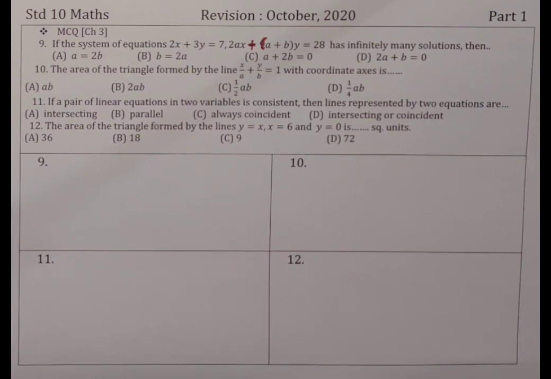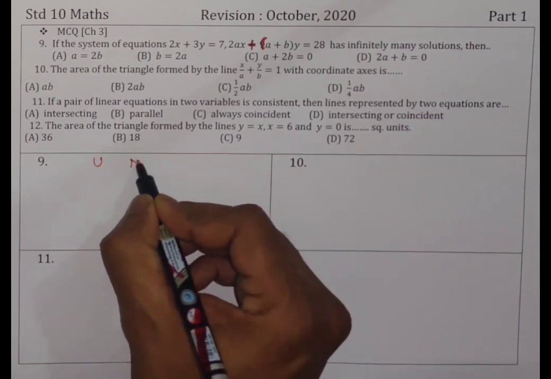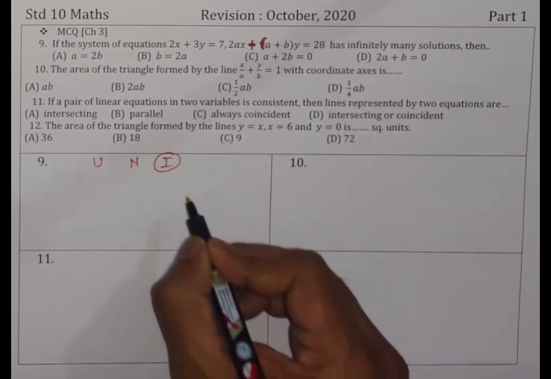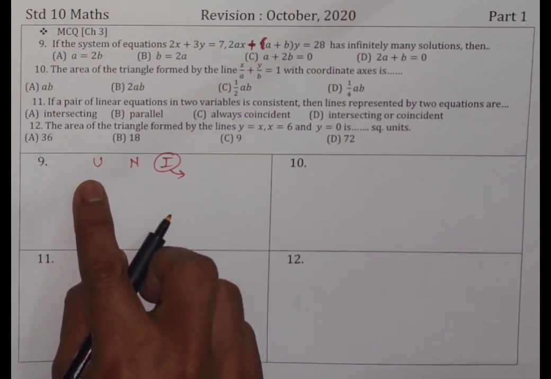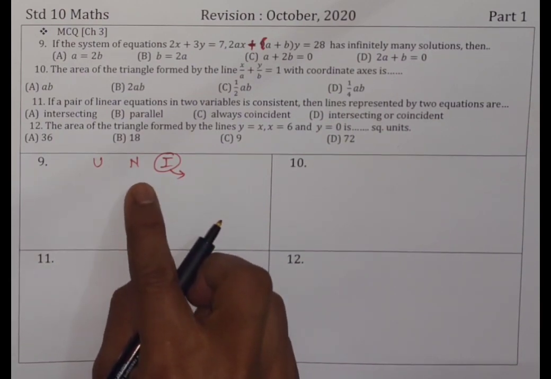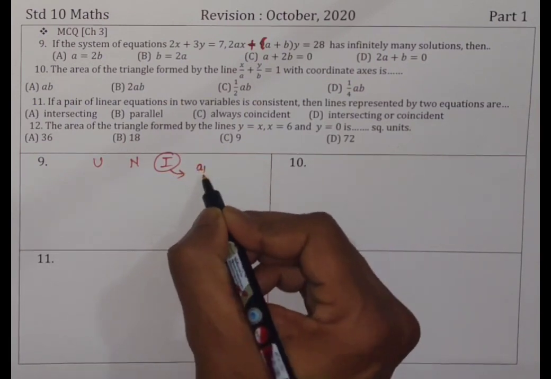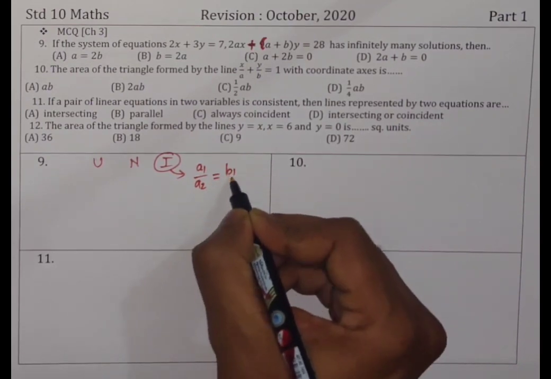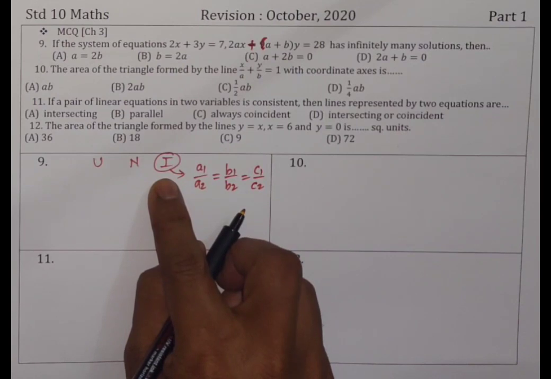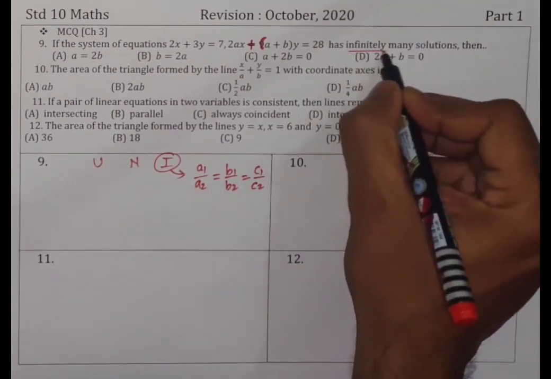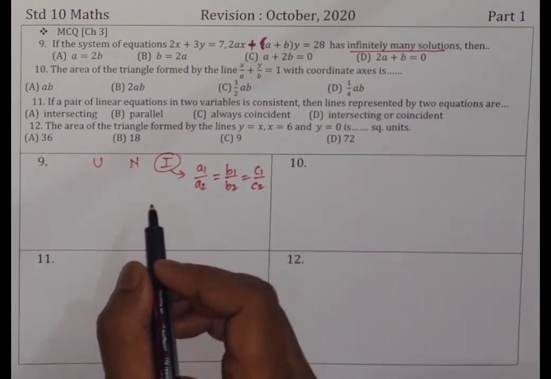Children, this is going to be very easy. Infinitely many solutions. Remember, UNI: I stands for infinitely many solutions. Here, all three ratios are unequal. Here, first is equal and second and third is unequal. And here, all are equal. So, a1 upon a2 is equal to b1 upon b2 is equal to c1 upon c2. This condition will be applicable because it has infinitely many solutions. Right? Okay, if you can write directly, it's fine.